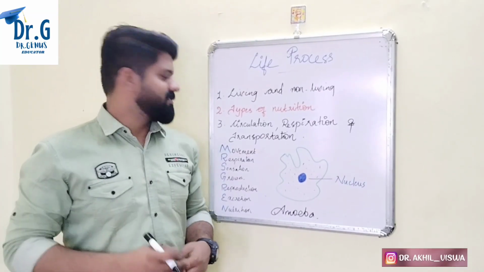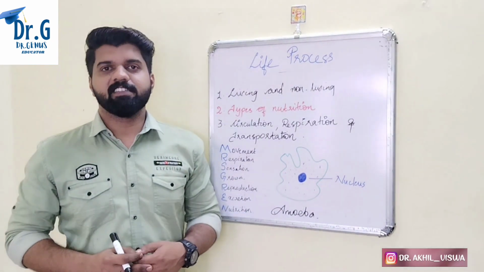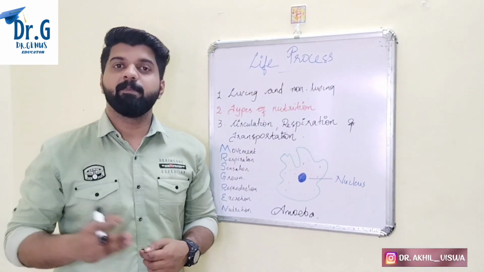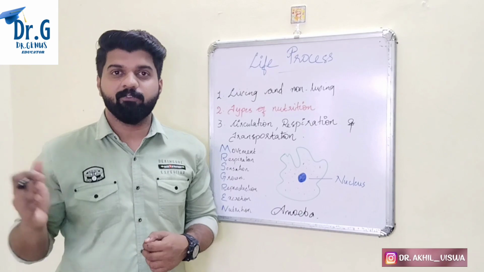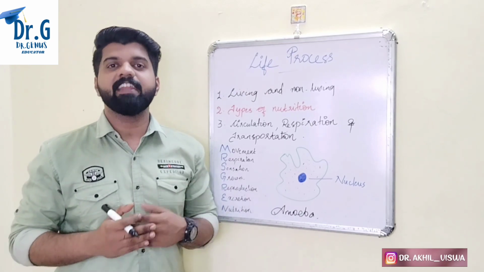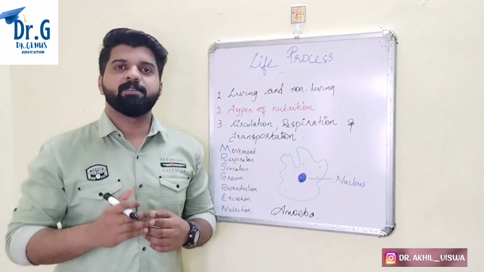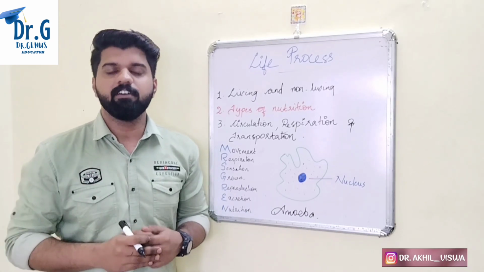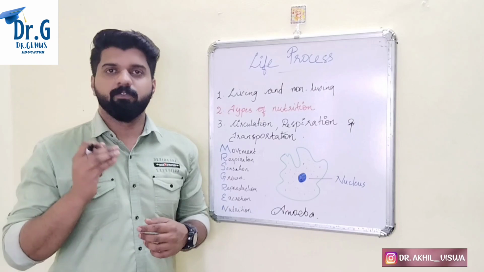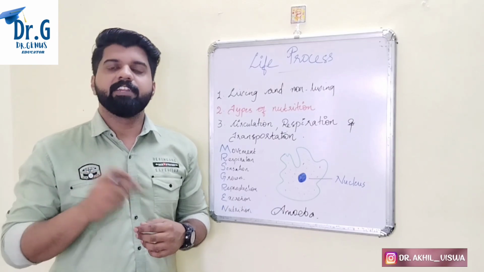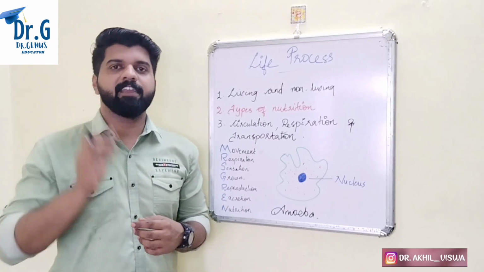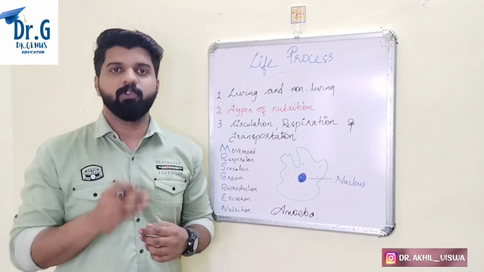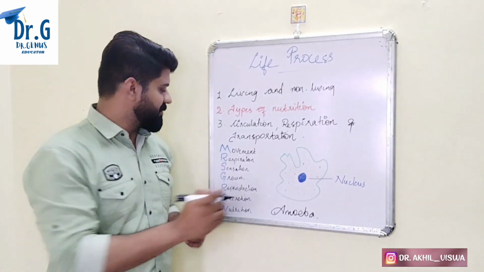The third life process is called sensation. What do you mean by sensation? It is the response to a stimulus. What do you mean by stimulus? A stimulus is an external force which can lead to the formation of an action potential. The action potential will be caused by the neuron. Neuron is the basic part of our sensory system. With the help of this action potential, it will finally reach the brain. Then the brain will decide what to do. Okay, so that is called sensation.